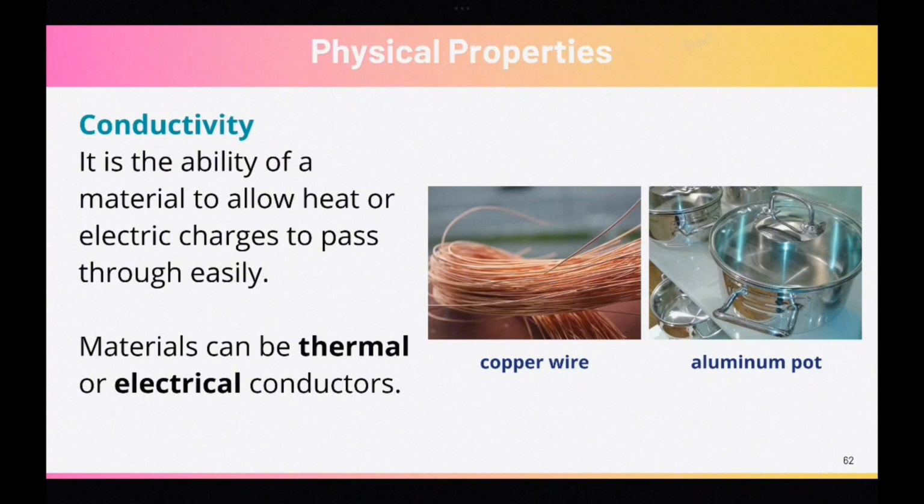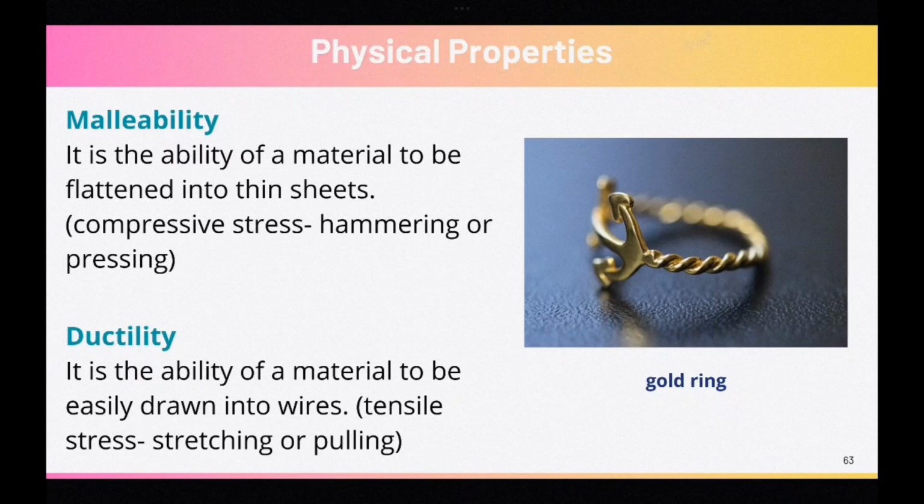Conductivity is the ability of a material to allow heat or electrical charges to pass through easily. Materials can be thermal or electrical conductors. Real life examples are the copper wire and the aluminum pot. Malleability is the ability of a material to be flattened into thin sheets. It involves compressive stress, hammering, or pressing. Now, ductility is the ability of a material to be easily drawn into wires, involving tensile stress, stretching, or pulling.